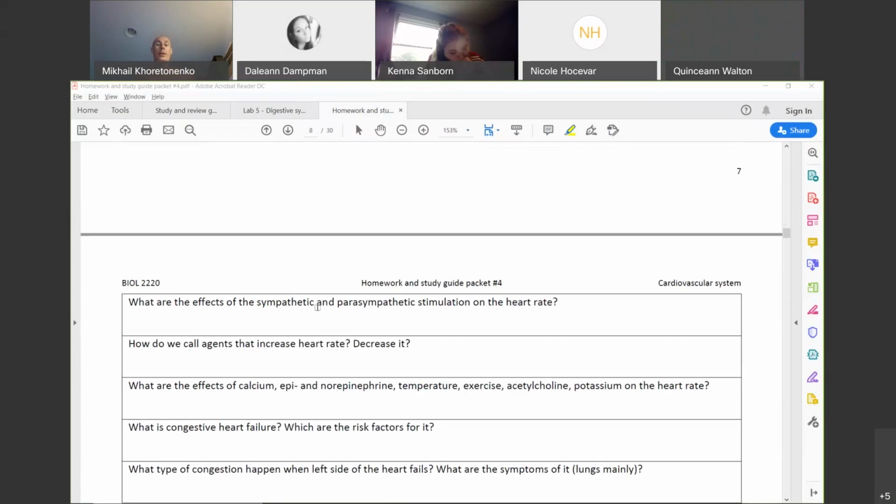Sympathetic stimulation increases heart rate, parasympathetic stimulation decreases the heart rate. Agents that increase heart rate are positive chronotropic. Agents that decrease heart rate are negative chronotropic. Calcium, epinephrine, norepinephrine, these ones are positive chronotropic. These two are negative chronotropic. Okay, back to sitting.